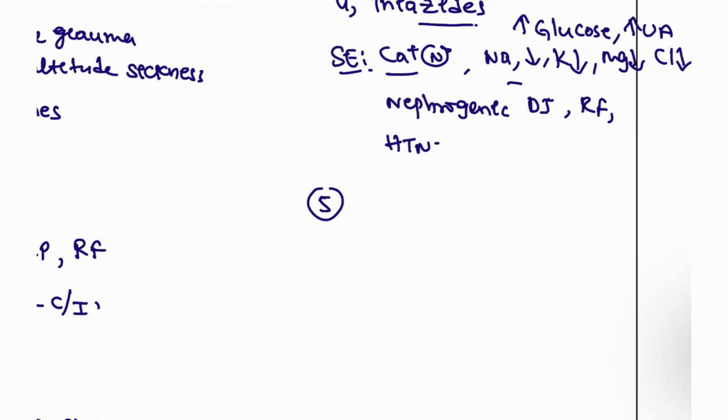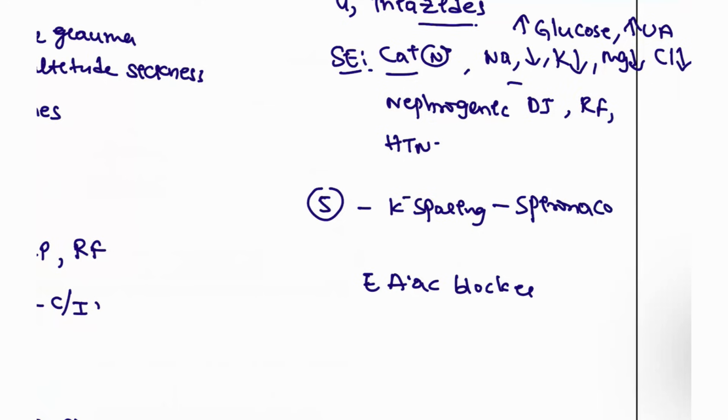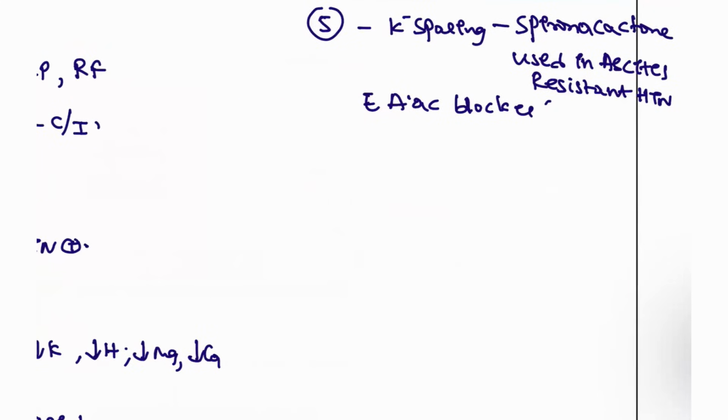Next, the fifth one is divided into two types of drugs. One is the potassium sparing, and the other is the ENaC channel blockers. So what are the examples? One is spironolactone. Spironolactone is used in ascites and also resistant hypertension. Next, ENaC channel blockers. What is the drug, guys? Amiloride.